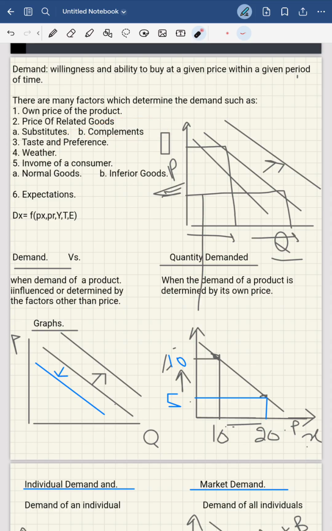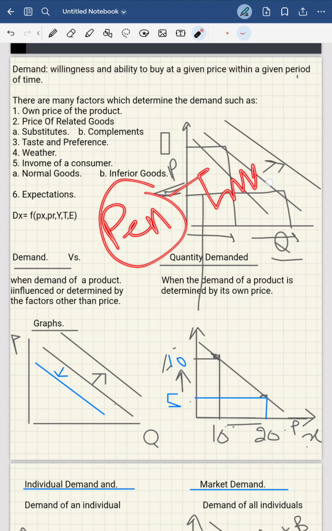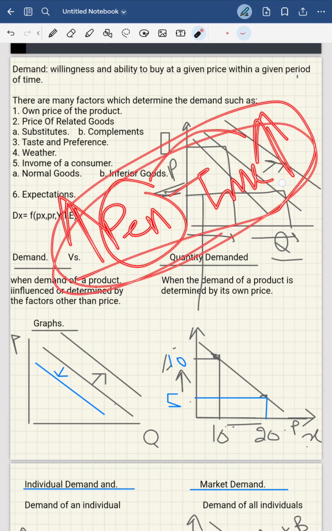There are complements also. Complements means the goods which we use together. Like I can say that left shoe and right shoe, they both are complements. If the price of left shoe rises, I can't buy only the right shoe, I have to buy the left shoe also because I have two feet. I can tell you one more example, that is pen and ink. When the price of ink rises, automatically the price of pen will also rise. The combined price will rise.